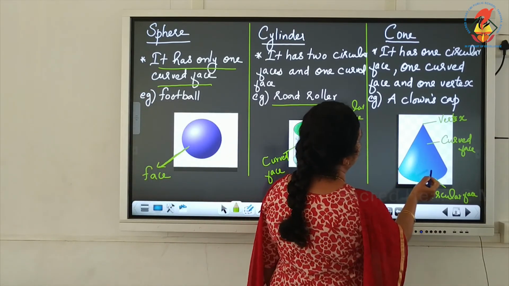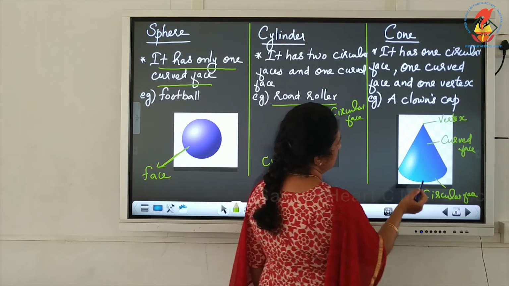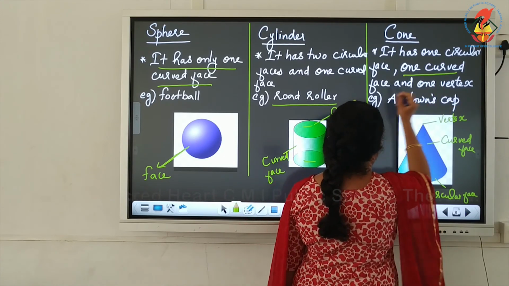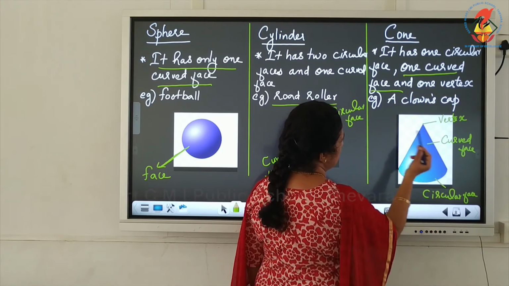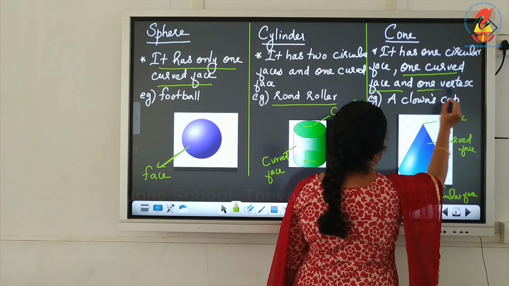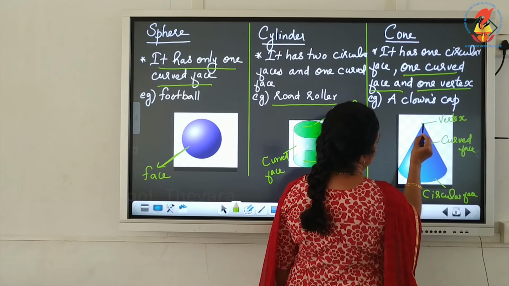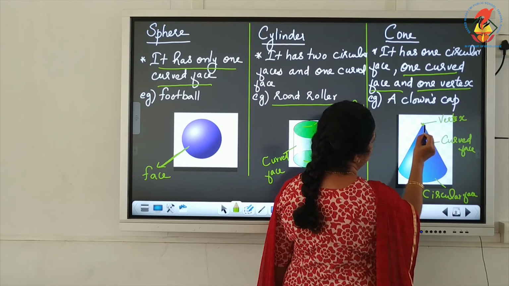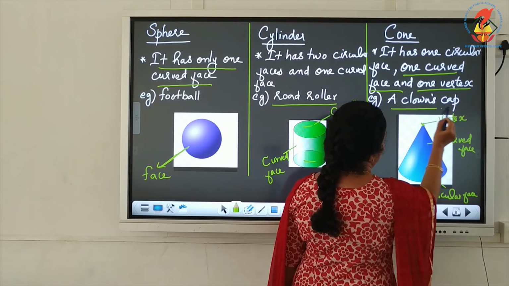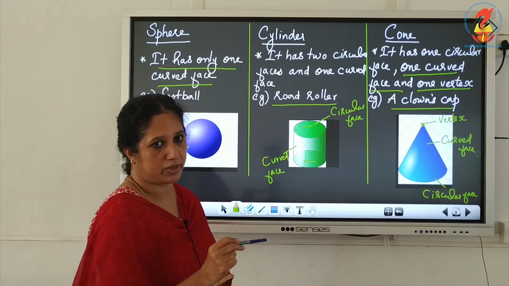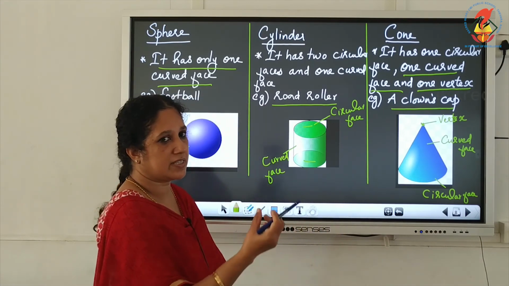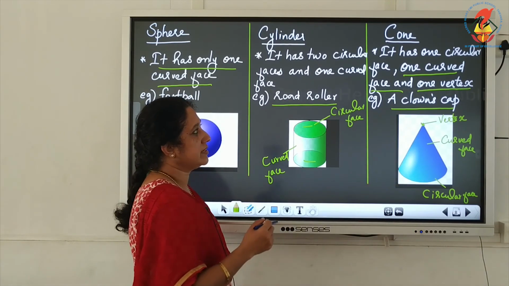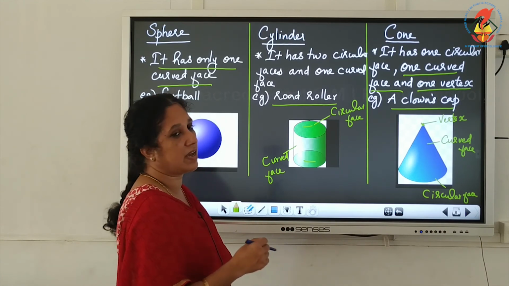Now the next one is a cone. It has one circular face. Look at that. The bottom is one circular face, and it has one curved face, because the side face is curved. It has one vertex at the top. You can see that the edges are joined to a single point and we call it the vertex. A clown's cap is in the shape of a cone. Cone ice cream is also in the shape of a cone. So a cone has one circular face, one curved face and one vertex.